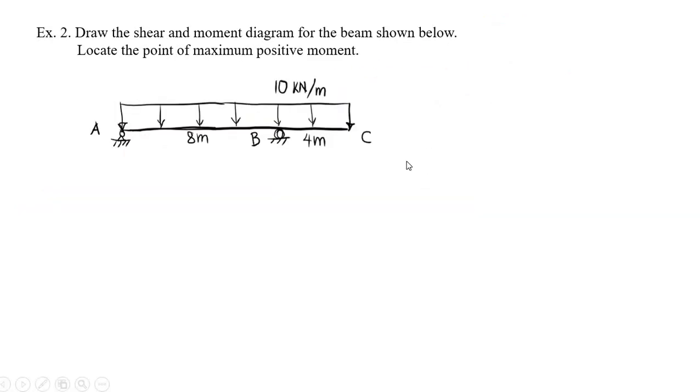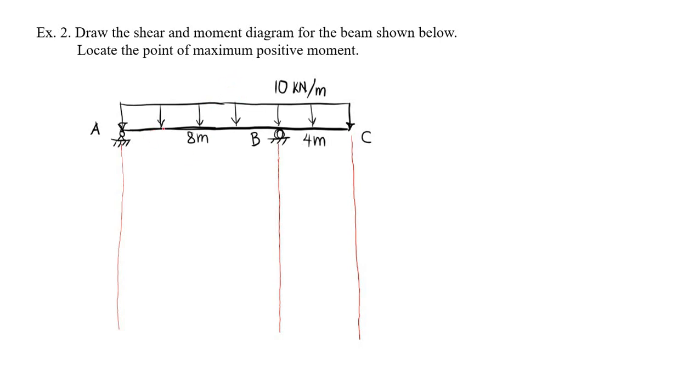Now let's have one final illustrative example. Draw the shear and moment diagram for the beam shown below. Locate the point of maximum positive moment. So we now have a simply supported beam with an overhang. Okay, our first procedure would be to solve for the reaction.